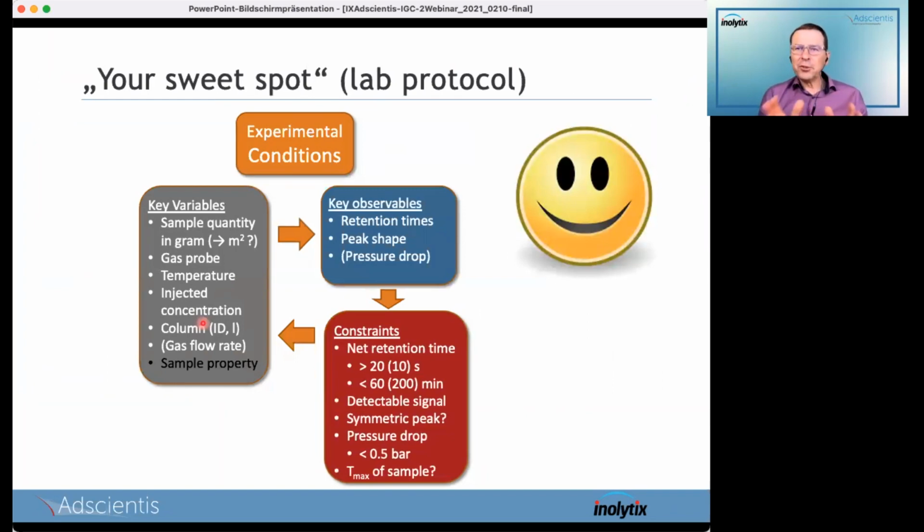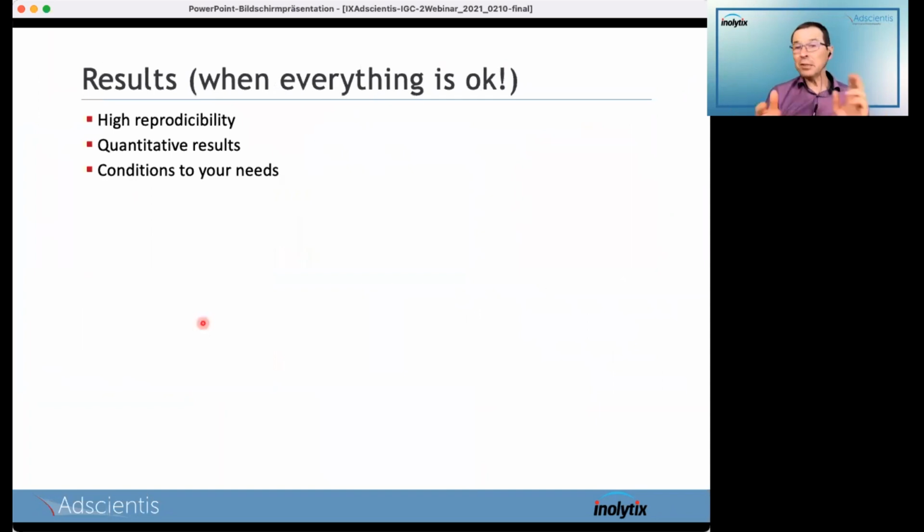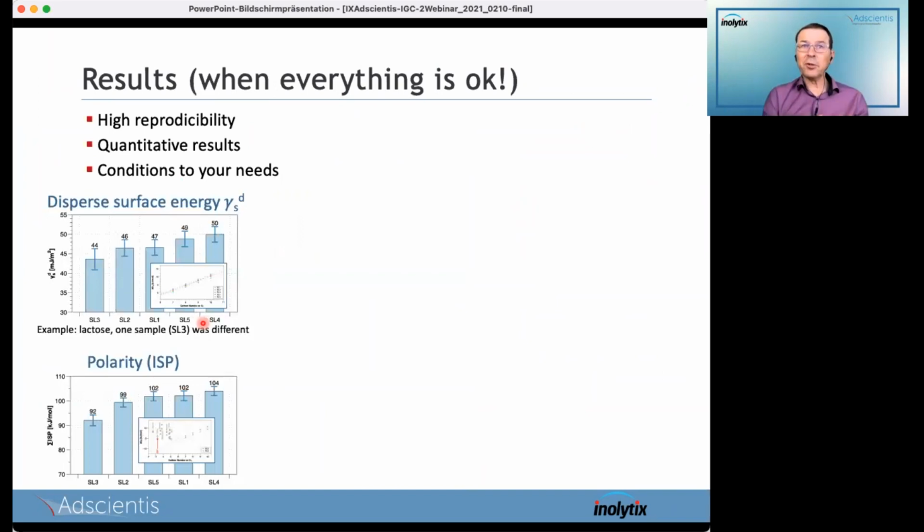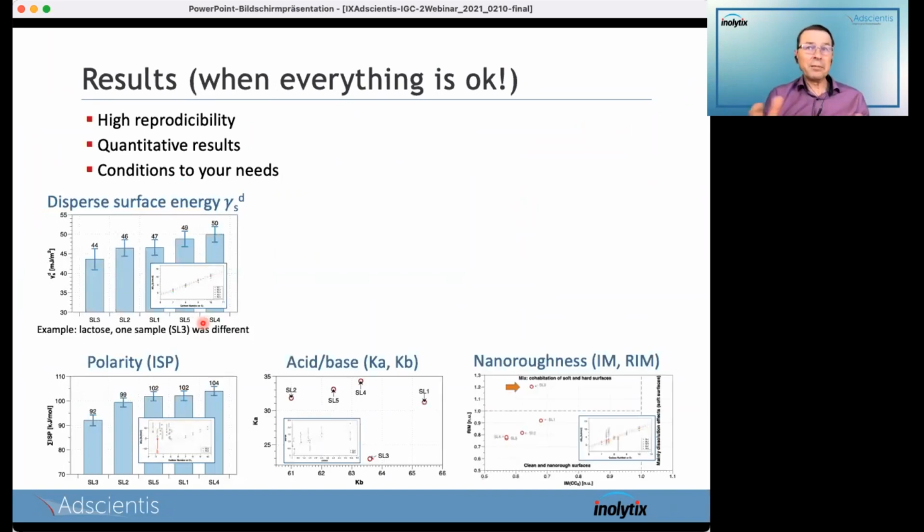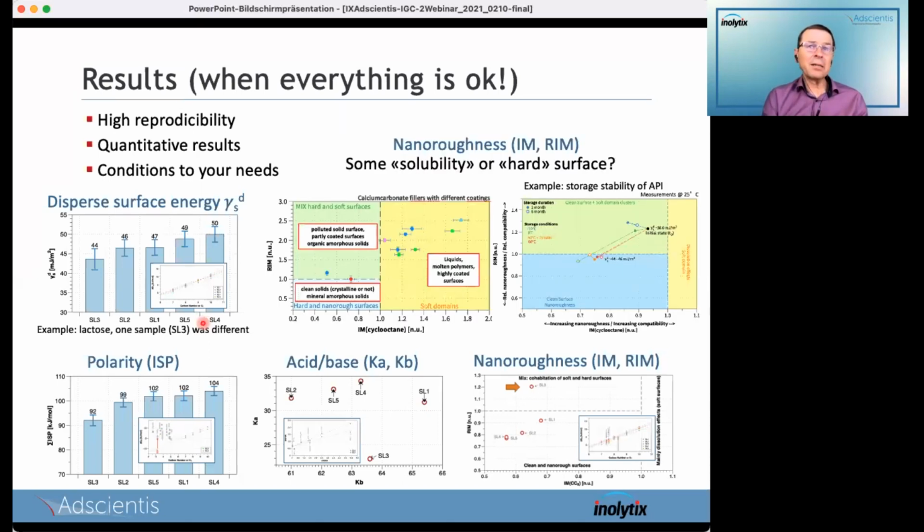Now, I assume that you have found your sweet spot, your lab protocol. Everything is fine, the measurements are being done, the constraints are being considered. Now you can have the results with high reproducibility, quantitative, and you have the conditions you need for your task. You can get values like dispersive surface energy, the polarity, acid-base constants, nano-roughness, and we really like nano-roughness in our case because we can very reproducibly define some solubility, important for example for amorphous regions, especially for APIs or excipients, and hard surfaces.